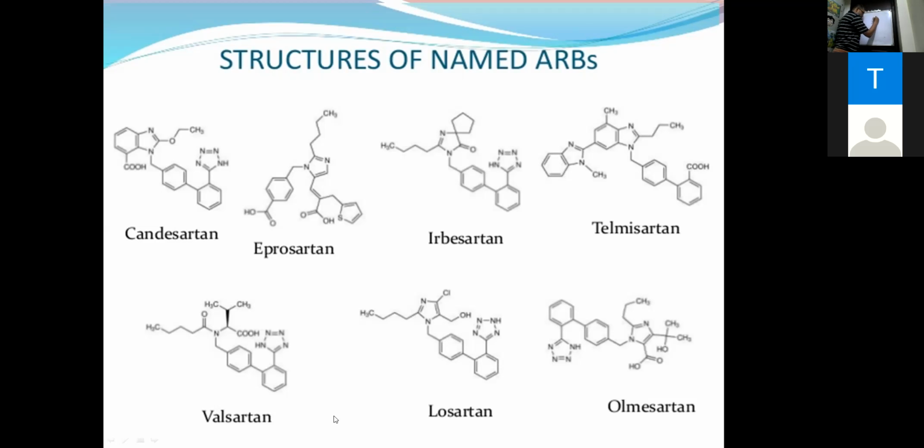Yep, this is connected to an imidazole ring. At the second position, there is a butyl group. At the fourth position, there is a chloro, and at the fifth position, there is a hydroxymethyl group. So this is your losartan.